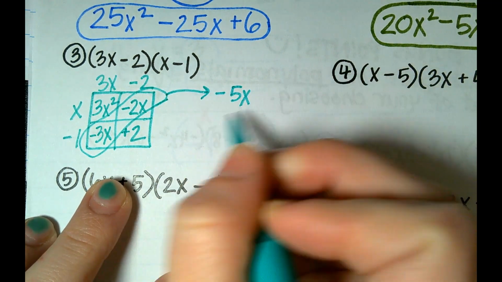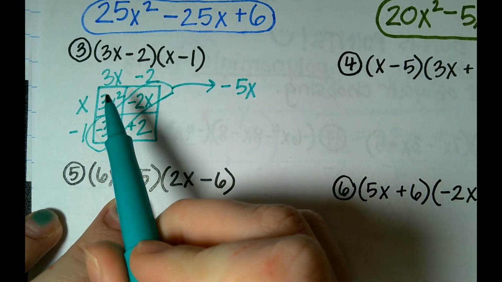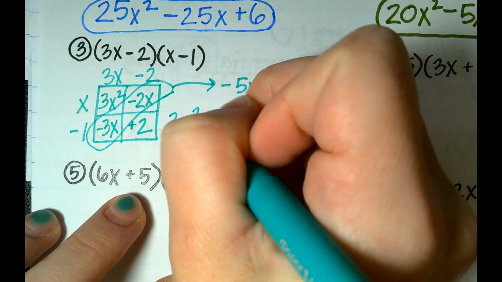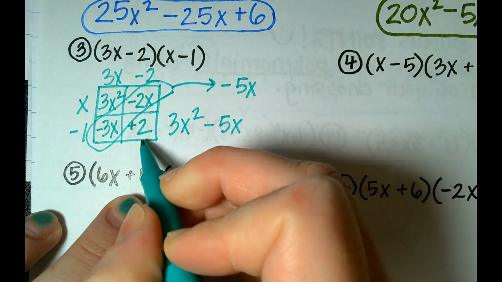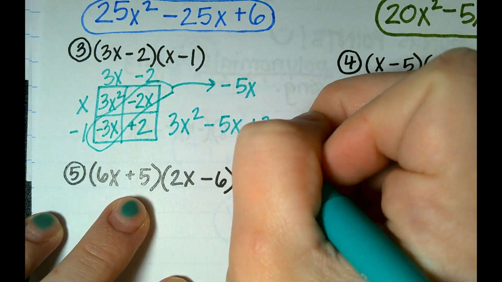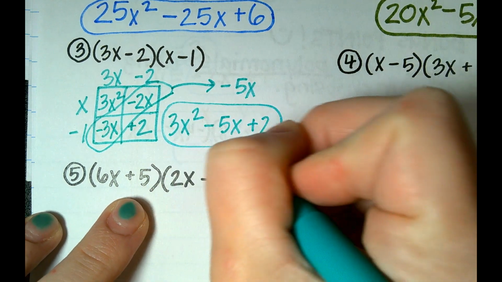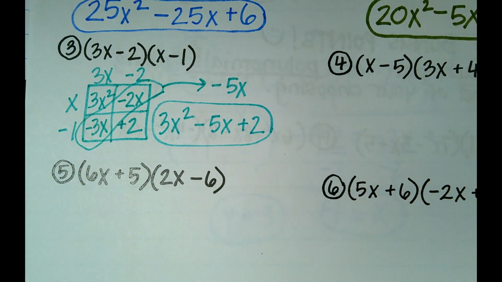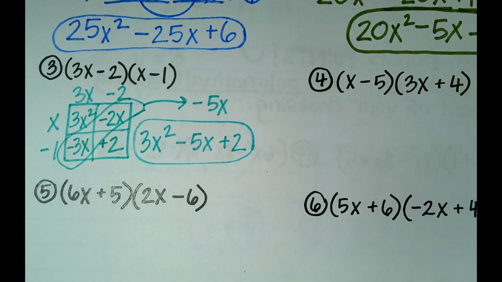That's going to be our middle term. So then we just write everything else out with it. 3x squared minus 5x plus 2. And that would be our answer. Okay. So that would be number 3.